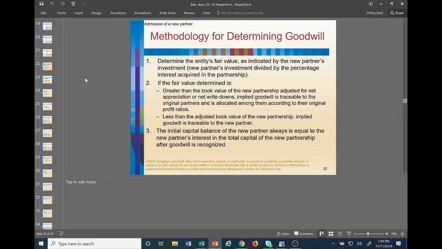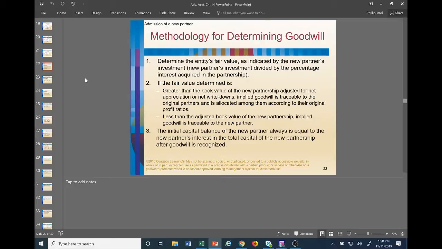Methodology for determining goodwill. An analysis of the previous examples reveals that goodwill may be traceable to either the original partners or the incoming partner. Now, to properly apply the goodwill method, the following methodology may be helpful in identifying the origin of the goodwill and its amount. First, we want to determine the entity's fair value as indicated by the new partner's investment. We find this by dividing the new partner's investment by the percentage interest acquired in the partnership.